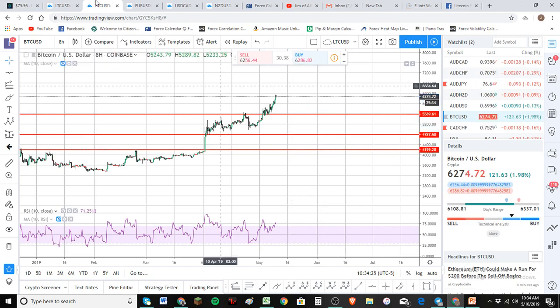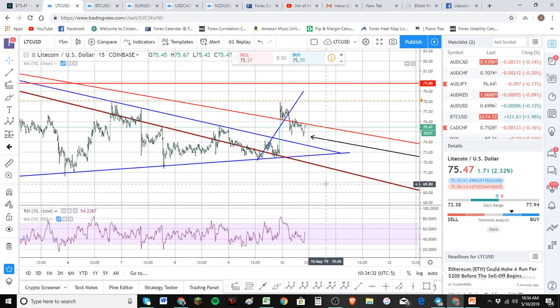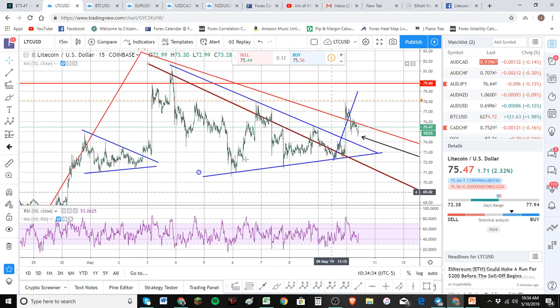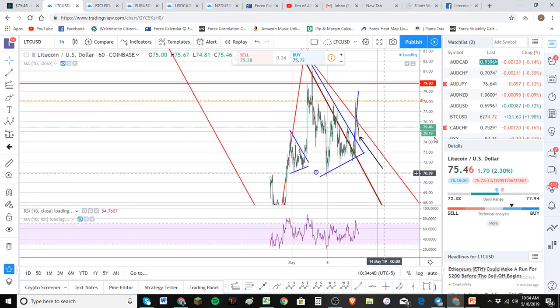Okay, let's look at Litecoin. And I want to show you a triangle now. I want to try to get into why triangles develop and how to trade them again. Okay, let's go to the 1 hour chart just so we can see it a little bit easier.